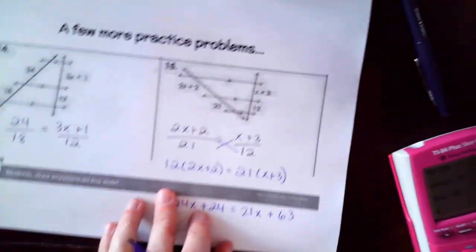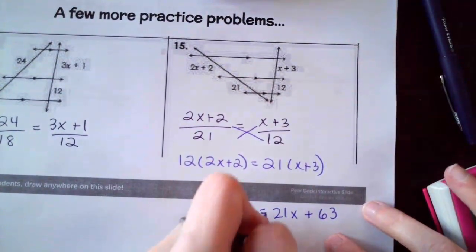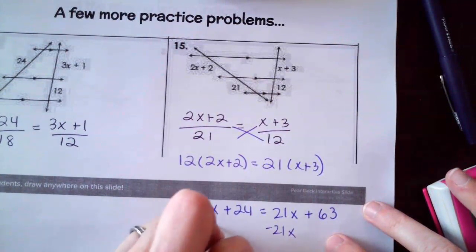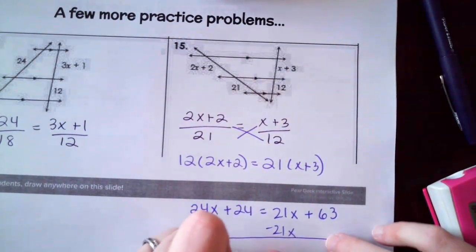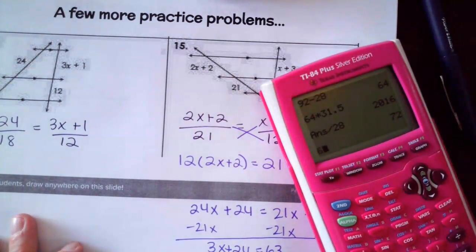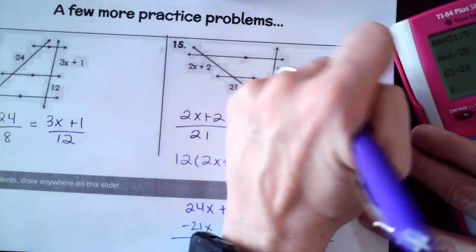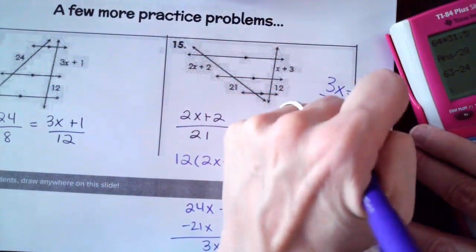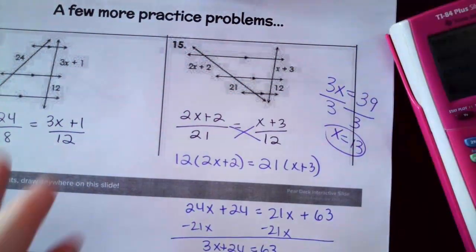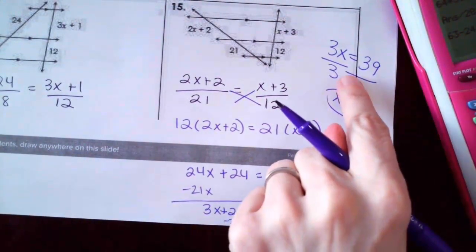You guys see that there still? Sorry. So I'm going to subtract the 21x from both sides. So 3x plus 24 equals 63. We're going to subtract 24 from both sides. So 63 minus 24 gives us 39. I'll just write it over here. We've got 3x equals 39. Divide both sides by 3, and x should be 13. You can see all the work there. I subtracted my 24 from both sides, and then I just brought it up here.